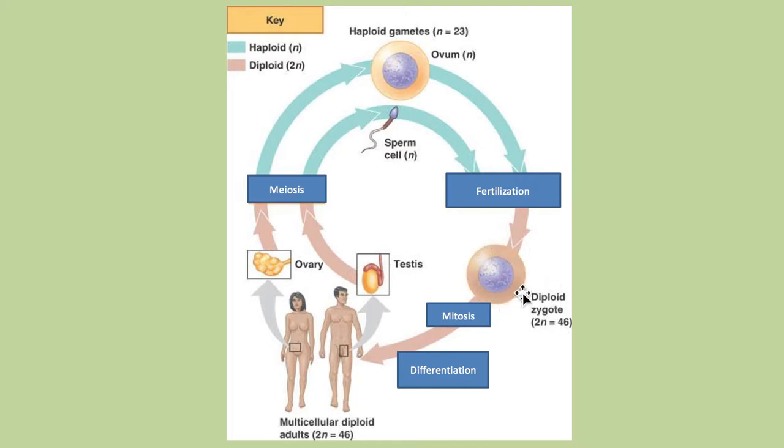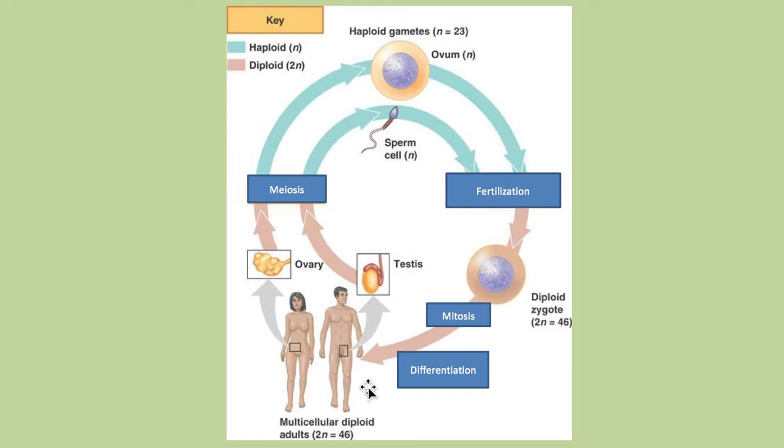So in the last chapter, we learned how the zygote goes through mitotic division or mitosis to produce copies of itself, genetic identicals of itself, and those copies differentiate into different types of cells like bone cells and heart cells and muscle cells and brain cells until you end up with a very complicated organism like a human.